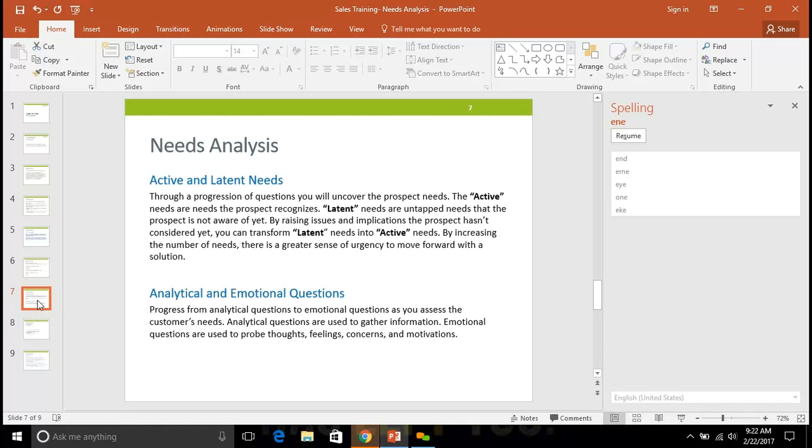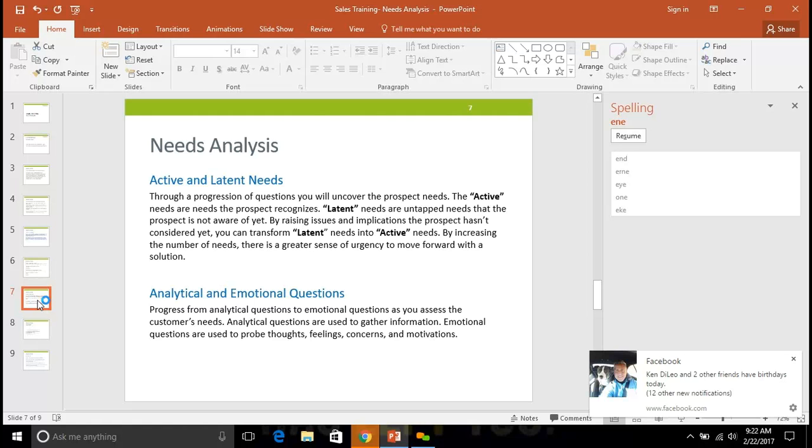What that means, it says, through a progression of questions, you will uncover the prospect's needs. The active needs are needs the prospect recognizes. My electric bill is way too high. That's an active need. They know that. A latent need, it says, latent needs are untapped needs that the prospect is not aware of yet. A latent need could be, my bill is too high is active, but what is that bill going to be 5 years from now or 10 years from now?